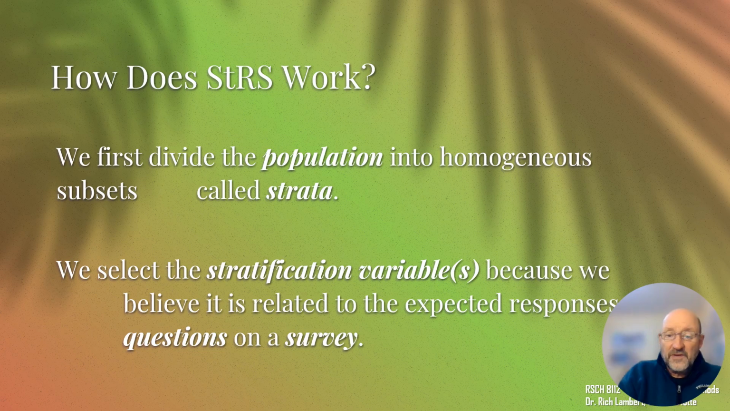So how does it work? Well, you first divide the population into homogeneous subgroups called strata. And then we select the stratification variables, or the basis for our subgroups, because we believe that whatever variable is defining those groups is related to what we're trying to measure with the survey. We believe it is related to the expected responses to the questions on the survey.